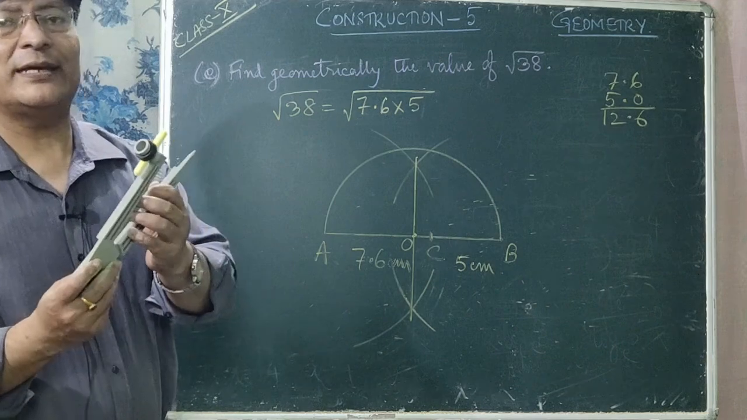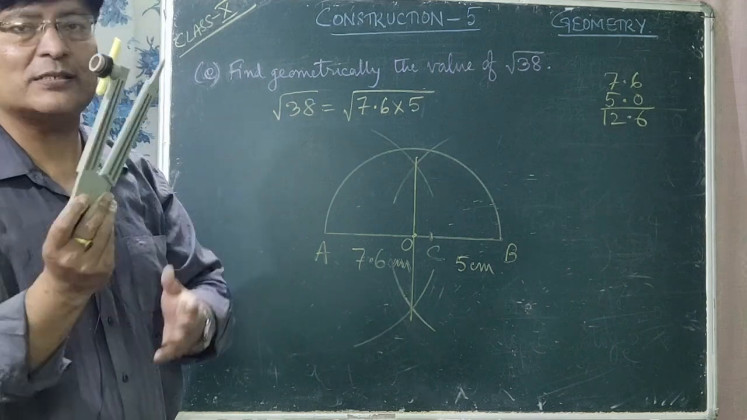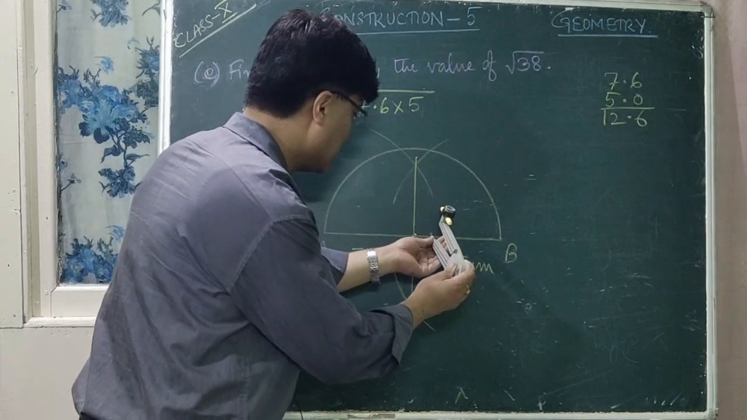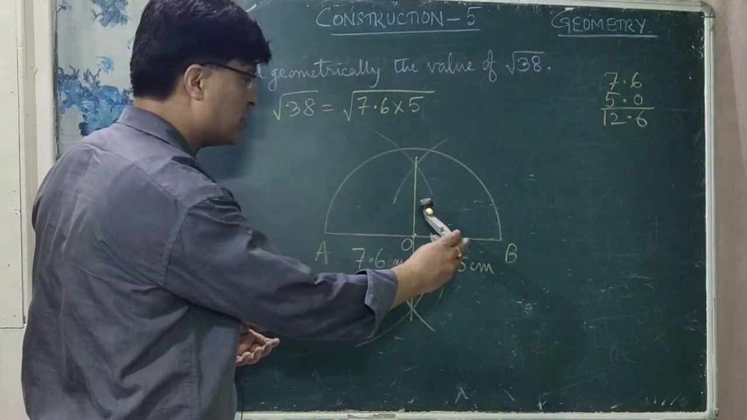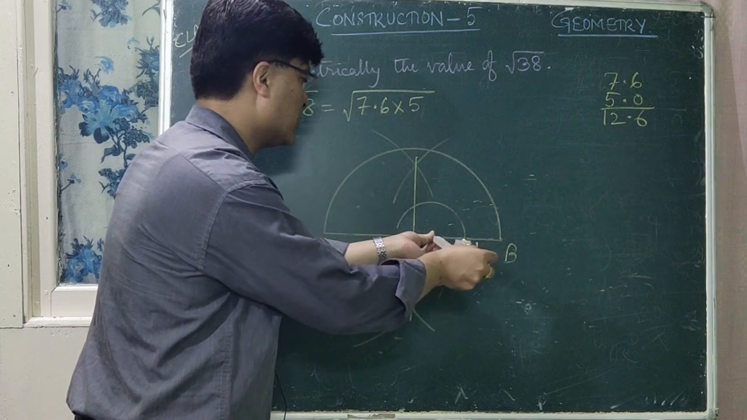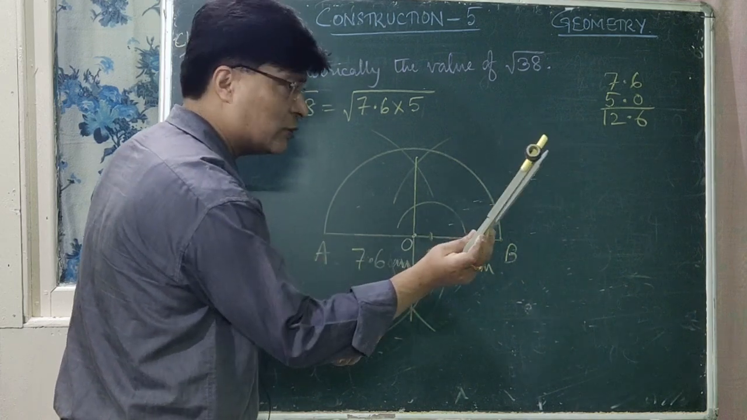Now you have to take any arc of this compass, okay? Now draw an arc. Keep the point in middle at the point C. Now draw an arc here. An arc is drawn out here. Right? Now don't change this compass.